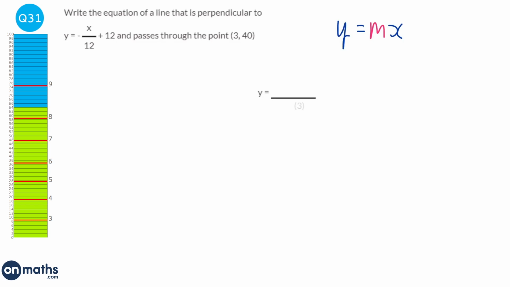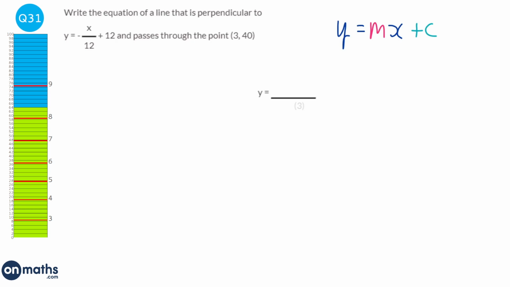We can write the equation of any linear graph as y equals mx plus c. So m is the gradient and c is the y-intercept. So we've got to find what the gradient and the y-intercept are. Well, I'm going to first of all try and figure out what the gradient is, because we're actually given some clues here. We're told that the line is perpendicular to the equation given.